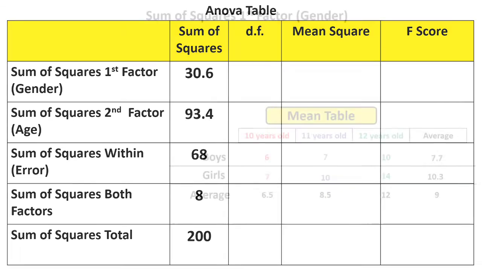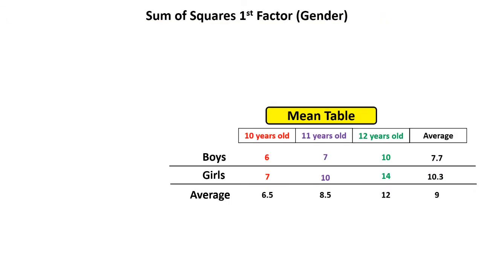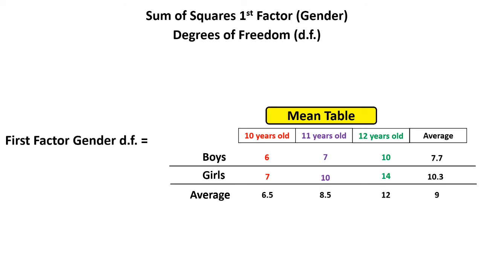Let's bring back our mean table. To calculate the degrees of freedom, or the DF, for the first factor, which is gender, just take the number of rows minus 1. So we have boys and girls. So we have 2 rows. So it's 2 minus 1. And of course, that is equal to, the last time I checked, 1. So the degrees of freedom for the first factor is, of course, 1.